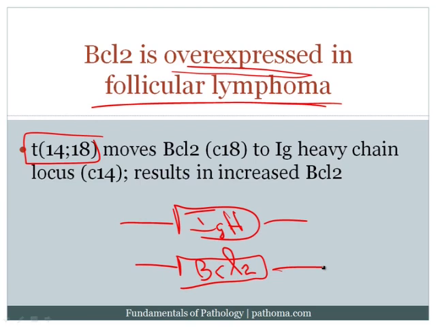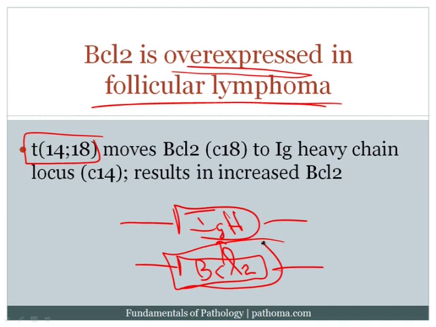Now, this translocation, when BCL2 goes to the immunoglobulin heavy chain region, because we're dealing with B cells, this is occurring in B cells, then what's going to happen is BCL2 will be overexpressed. And then, because BCL2 is overexpressed, apoptosis will not occur because the mitochondrial membrane will be super stabilized because you've got super amounts of BCL2. Now, that's not really a problem because the vast majority of cells, and for the most part B cells, you don't want them to apoptose anyway.